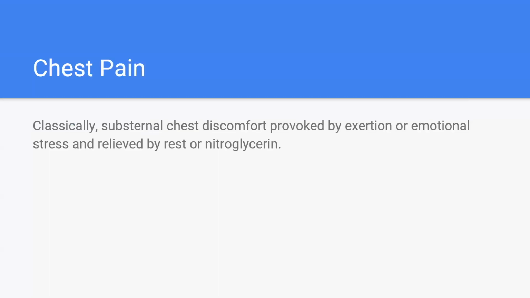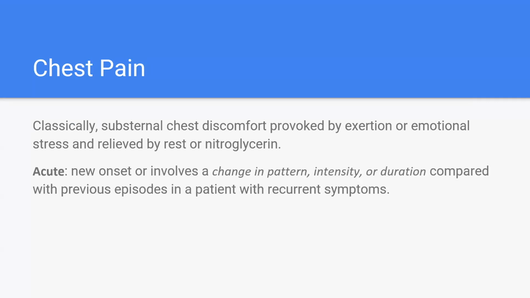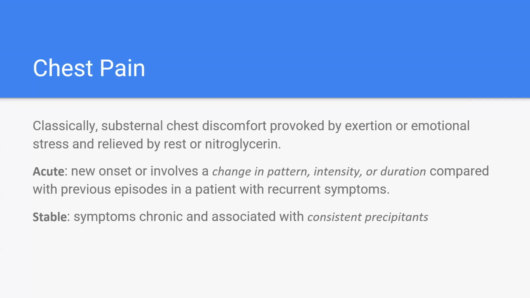So first off, when we hear chest pain and when we're thinking about it as it relates to coronary disease, classically, you hear substernal chest discomfort provoked by exertion or emotional stress, relieved by rest or nitroglycerin. Important to distinguish between acute and stable, or acute and chronic. So acute is obviously new onset or involves a change in pattern, intensity, or duration. So when someone describes chest pain to you, make sure to ask, is this similar to previous episodes of chest pain, or is this new? Stable, as we said, is chronic and can be associated with consistent precipitants.